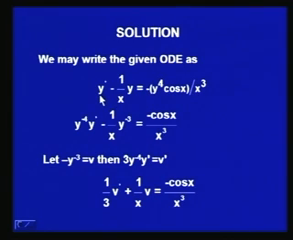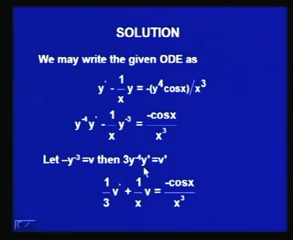Now, this is not a linear differential equation in y, but it can be made linear if we divide it by y^4 and then put -y^(-3) = v. So, when we divide by y^4, we get y^(-4) y' - (1/x) y^(-3) = -cos x / x^3. Now, let us put -y^(-3) = v. Then when we differentiate with respect to x, we will have 3 y^(-4) y' = v'.